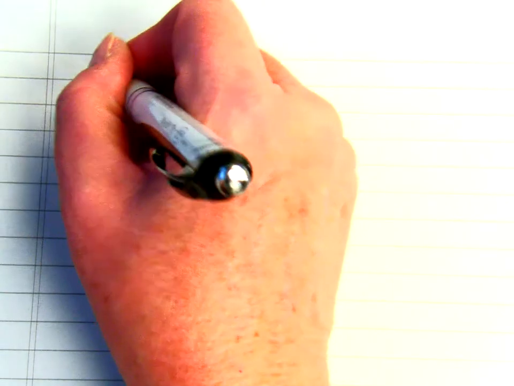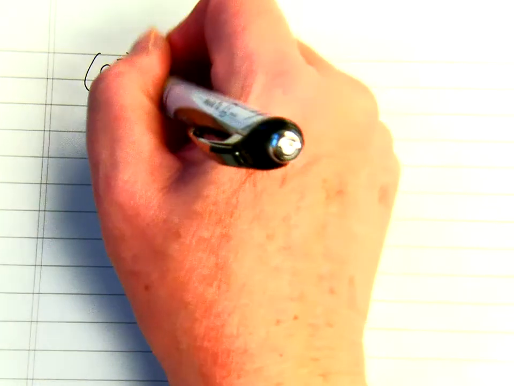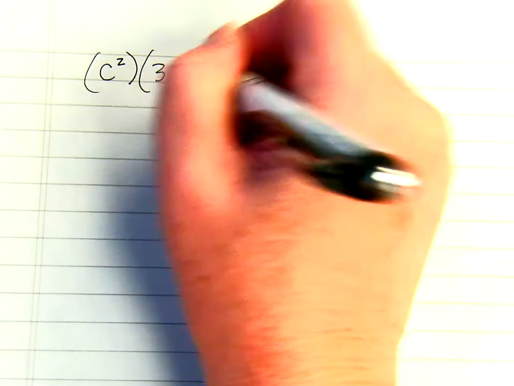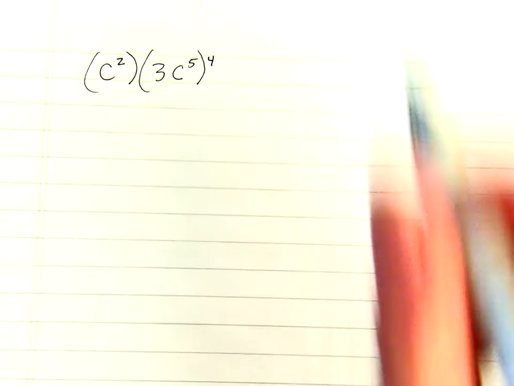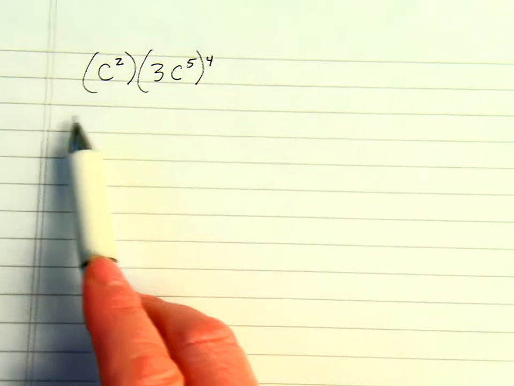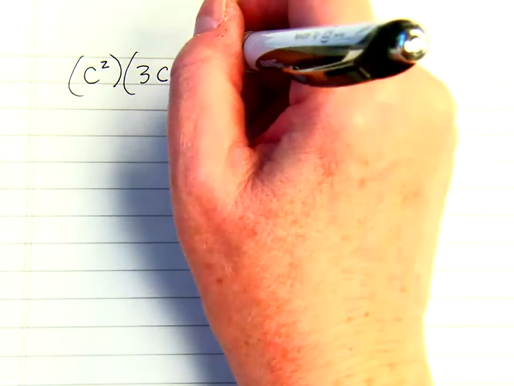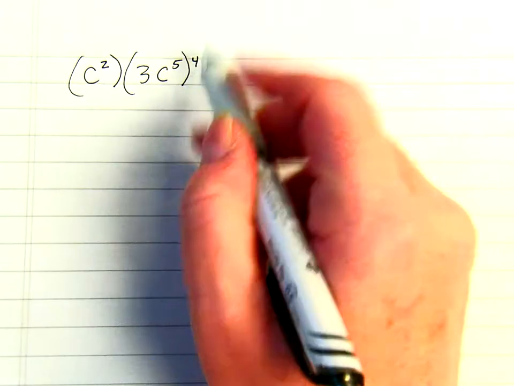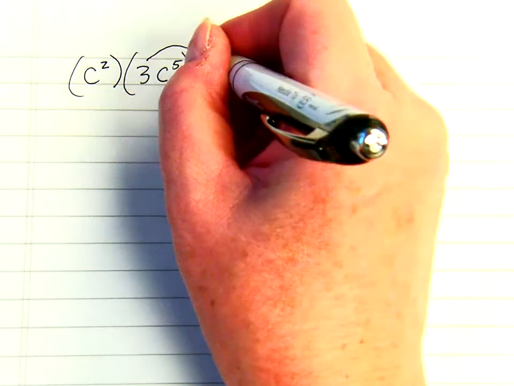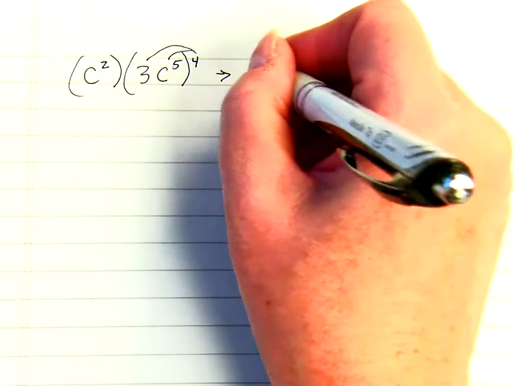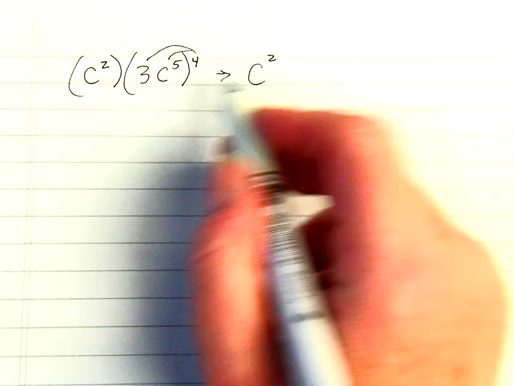So let's see, I've got c squared, in parentheses, I've got 3c to the 5th, and I've got this to the 4th. Okay, now c squared is just going to stay the way it is, so we're not going to worry about this so much. We do have to worry about this exponent of 4 and having it go to both of these. So this becomes c squared.